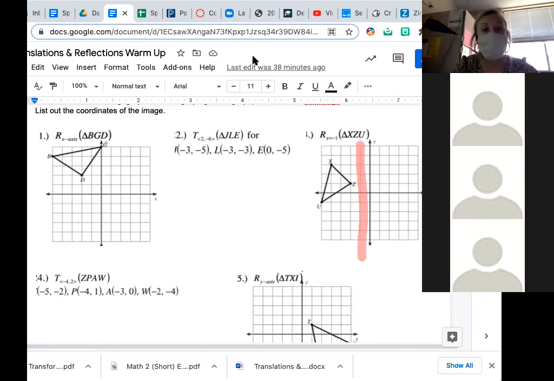Yes. Okay. How far away from the mirror line is Z? 1. So you go 1 the opposite way, and there is Z prime. How far away from the mirror line is X? 3. So then you go 1, 2, 3 the opposite way, and there's X prime. And then it looks like U is 4 away. 1, 2, 3, 4. Yep. So 1, 2, 3, 4 the opposite way. And there's U prime.